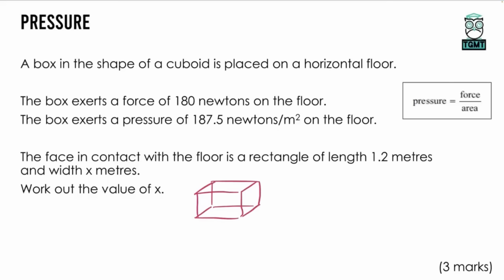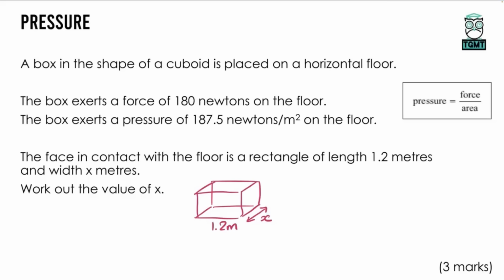The face in contact with the floor is a rectangle of length 1.2, let's label that, and width of x. So we don't know what the width is. Work out the value of x. Now, if we can figure out what the area of that rectangle is, then we can figure out the missing length. So let's have a look at what we've got.